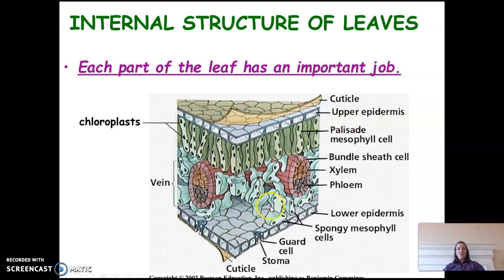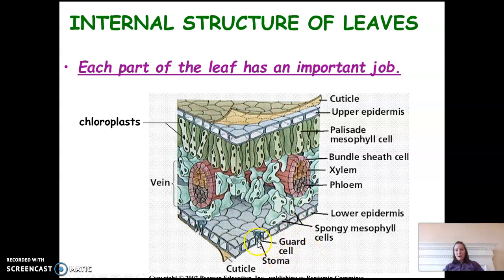Spongy mesophyll cells also have chloroplasts and do photosynthesis. But because they're below the palisade mesophyll cells, they do a little bit less, and that's why they have fewer chloroplasts. This is a vascular bundle, as is this. And when they're in leaves, we call them leaf veins. But same type of vascular cells that we've seen before, xylem and phloem, surrounded by a bundle sheath cell.